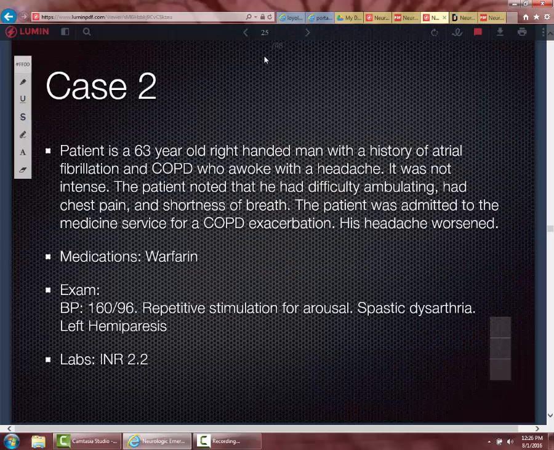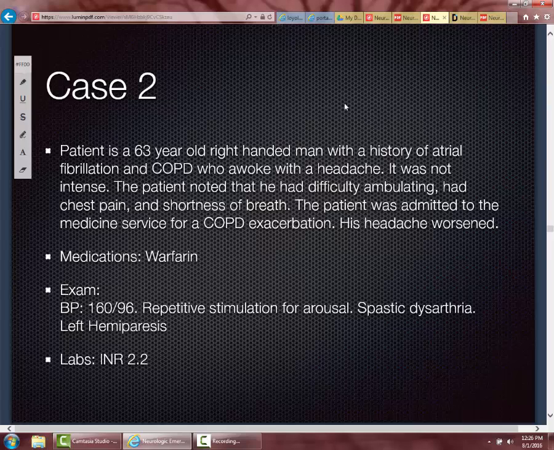So we're going to switch gears with another case. So this is another real case. It's a 63-year-old right-handed man with a history of atrial fibrillation and COPD who woke with a headache. He said his headache was not intense. He noted that he had difficulty ambulating. He had chest pain and shortness of breath. And he was initially admitted to the medicine service for a COPD exacerbation.